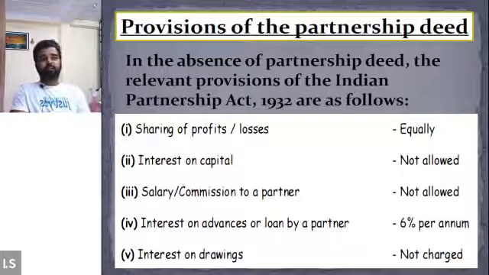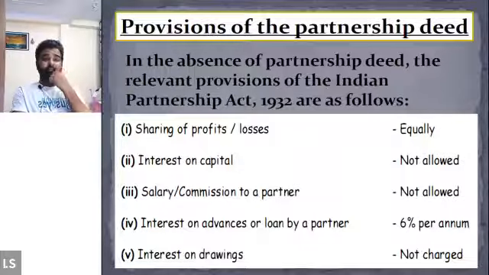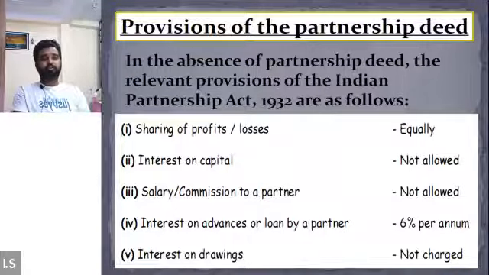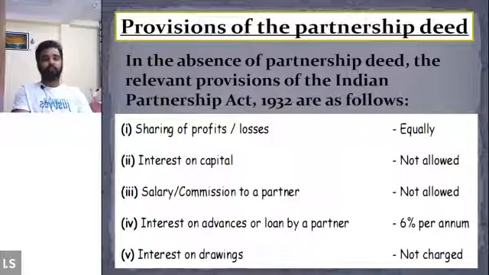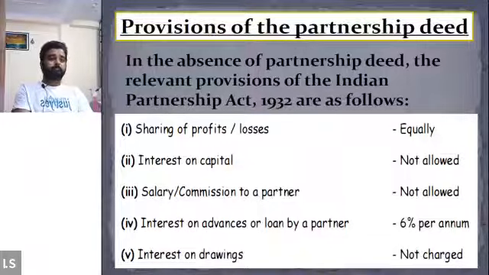If the partnership deed does not specify anything about these things, then the Partnership Act says that profits in a business shall be shared equally. Interest on capital cannot be availed by the partners. Salary and commission will not be paid to the partner unless it is specifically agreed among the partners. And a loan will always fetch interest of 6% per annum for any person who is providing any kind of loan to the business. Then, there will be no interest applicable on the drawing made by the partner unless it is specifically agreed among the partners. So these things we have discussed in the previous session.